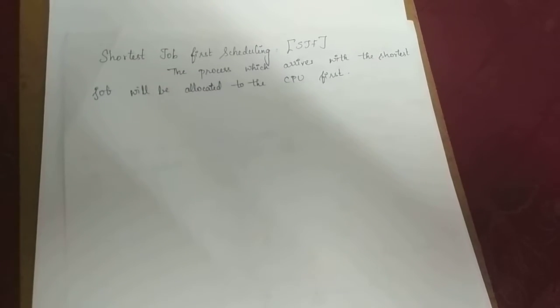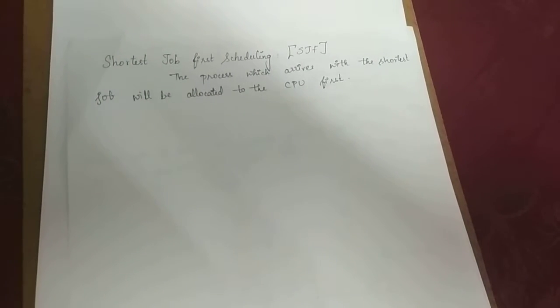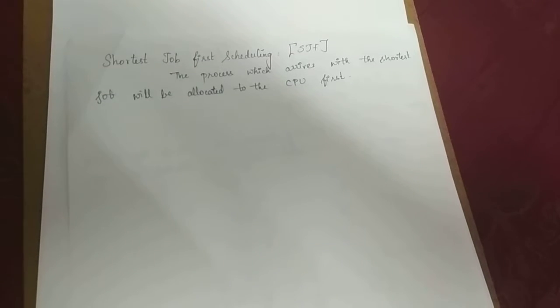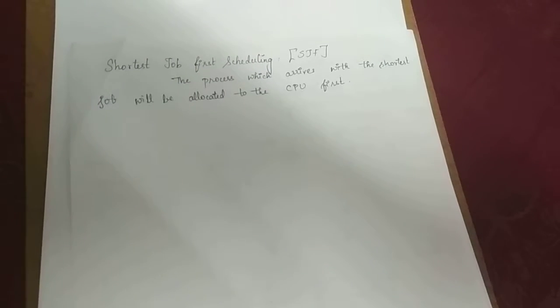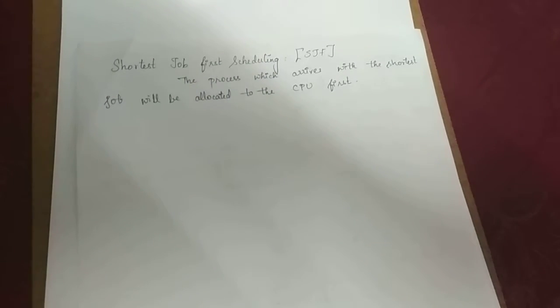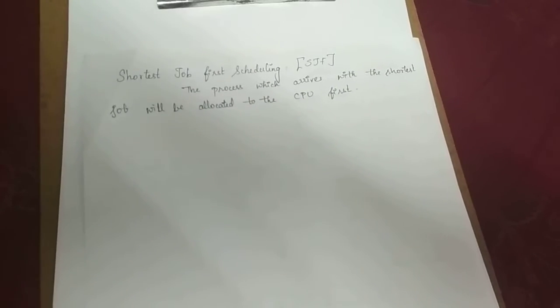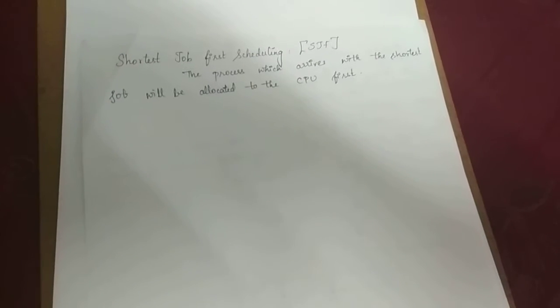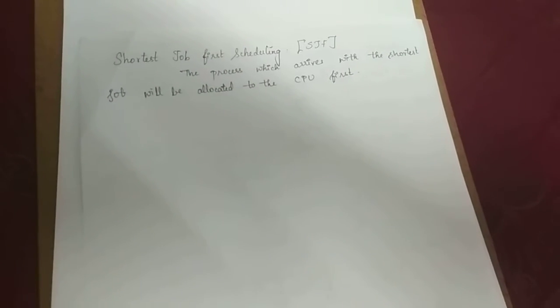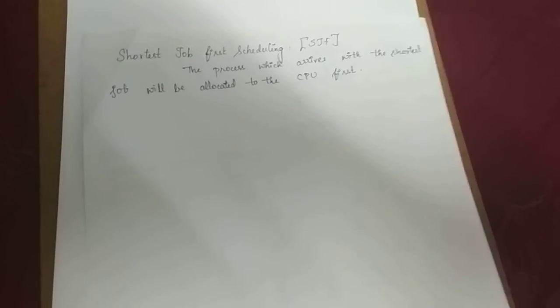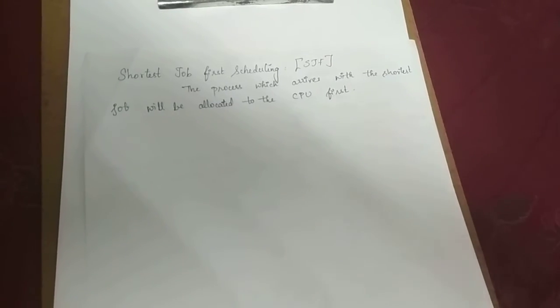Now we are going to see about shortest job first scheduling, that is SJF. The process which arrives with the shortest job, that is the process which has the shortest burst time, will be allocated to the CPU first. For shortest job first scheduling, there are two methods.